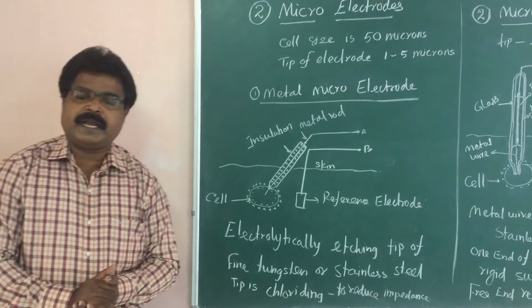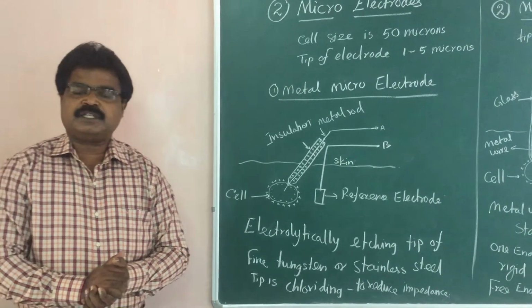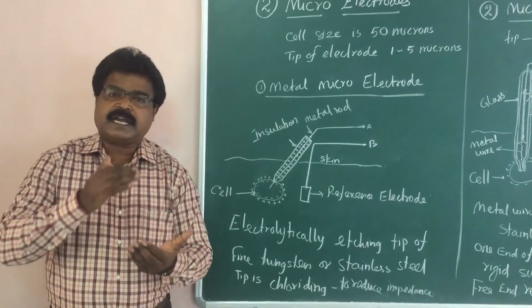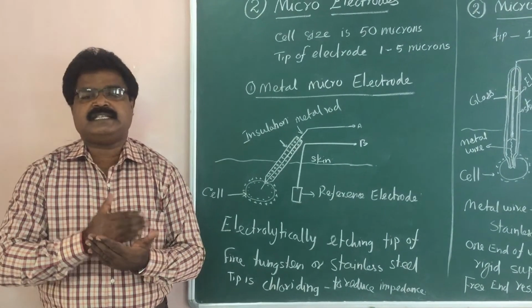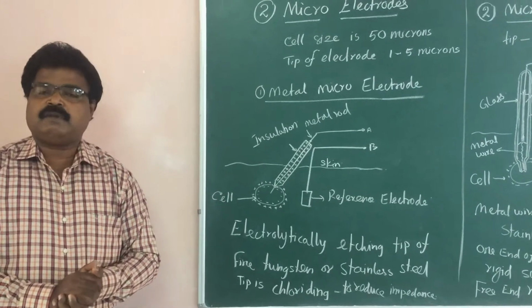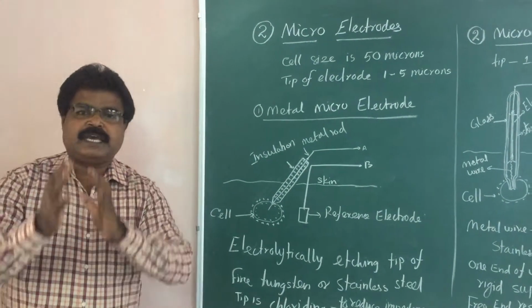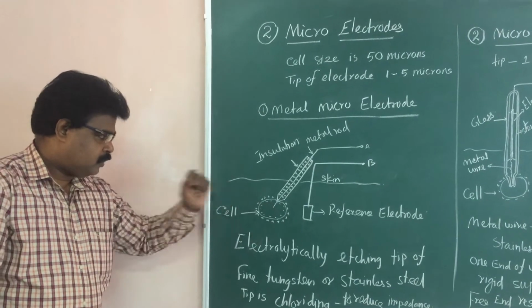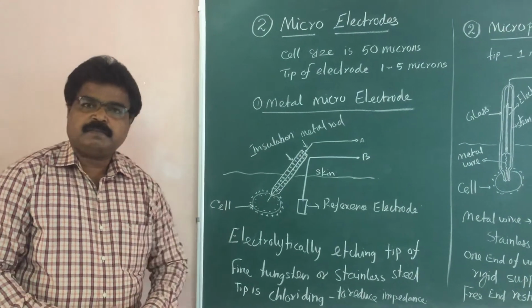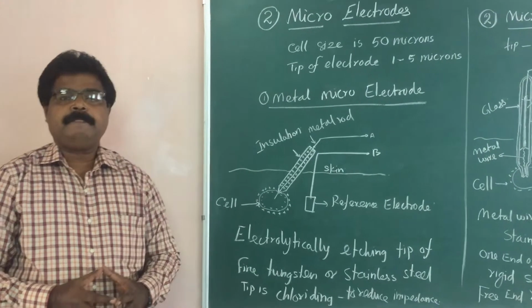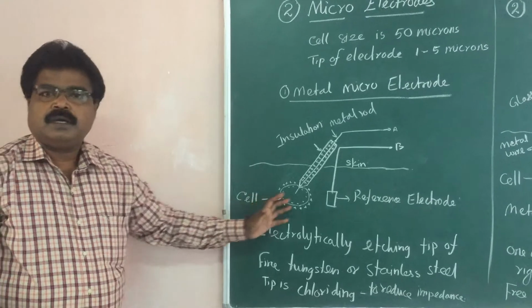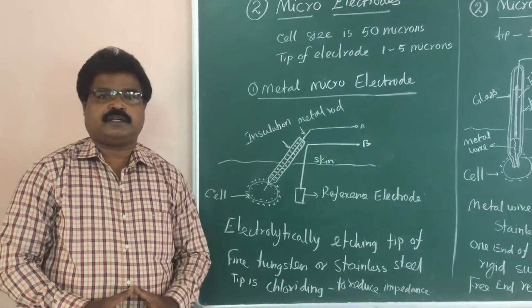What is the purpose of fluoriding? The impedance of the tip must be very high. If it is very high, the transfer of potential from the cell to the electrode will be less. So you have to reduce the impedance. To reduce the impedance, the tip of the metal electrode must be fluoriding to reduce the impedance of the electrode. So this is about the metal microelectrode.